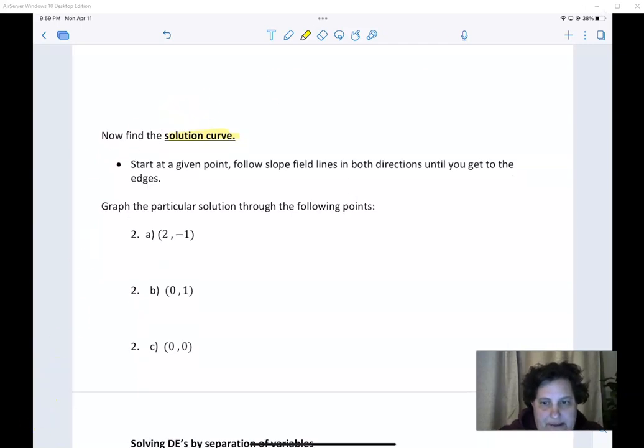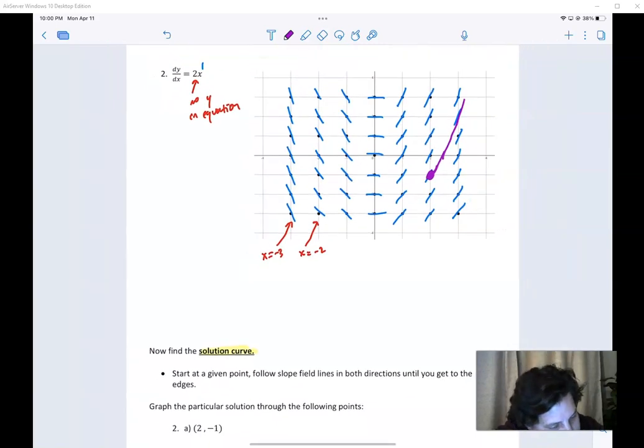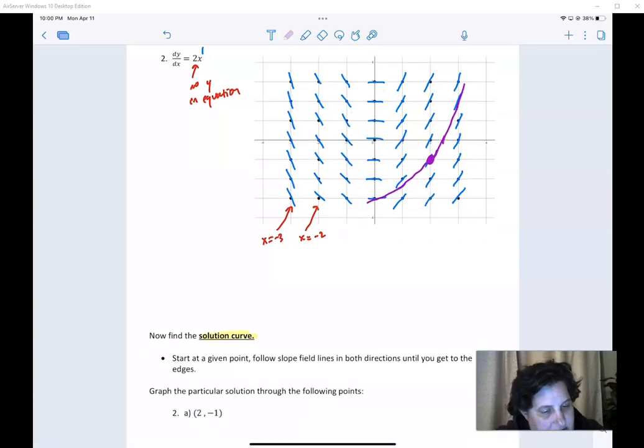For example, let's look at the point 2, -1. If I come up here, let me draw in a nice color, 2, -1 is right here in my slope field. Up here, it's going that way. Down here, it's going that way. Then it fades out, and if it connects, you could keep going, or it stops at the end of the graph. That's called the solution curve from that point.